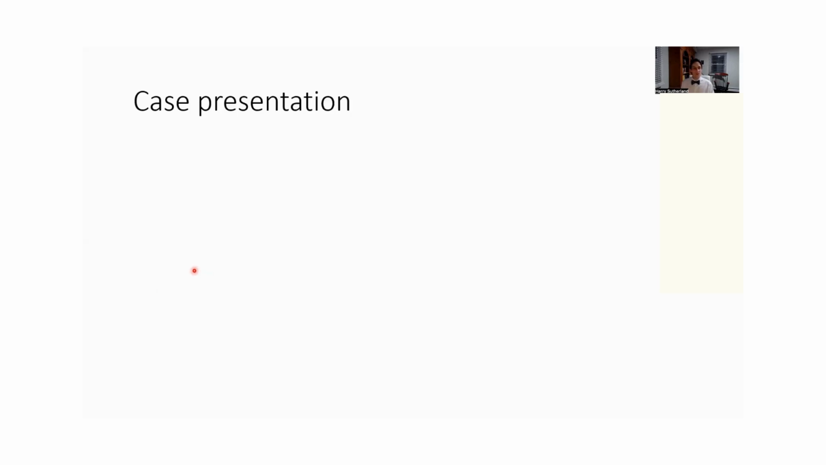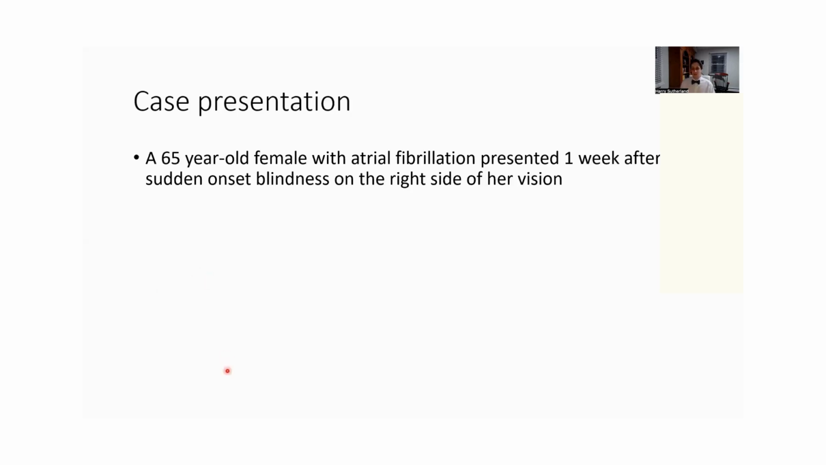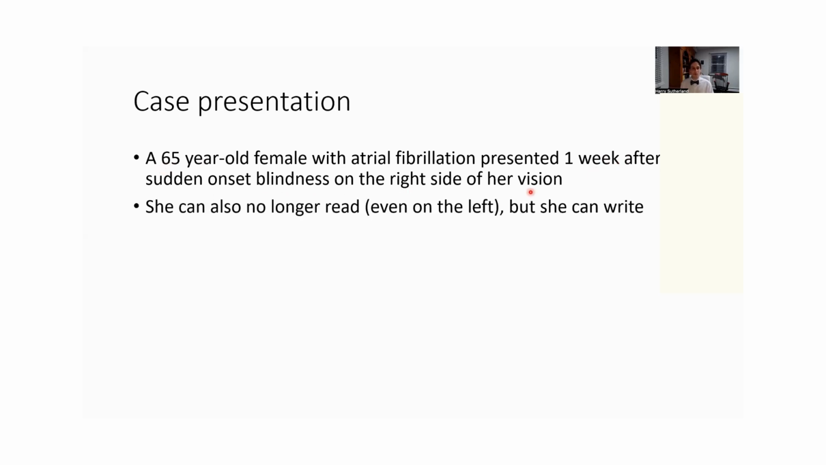So the case presentation. This is a 65-year-old female with a history of atrial fibrillation, which is a type of cardiac arrhythmia, who presented 1 week after she had the sudden onset of blindness on the right side of her vision. She also can no longer read, even on the left side of her vision, but she can write, interestingly.